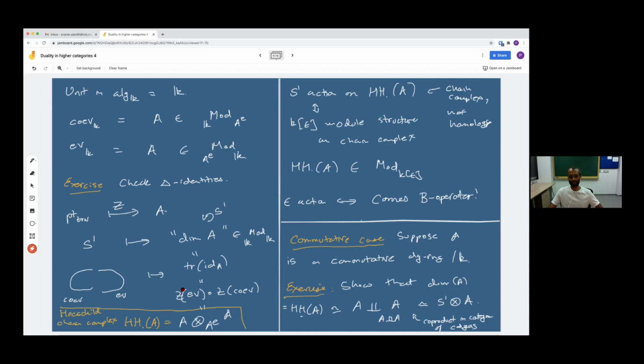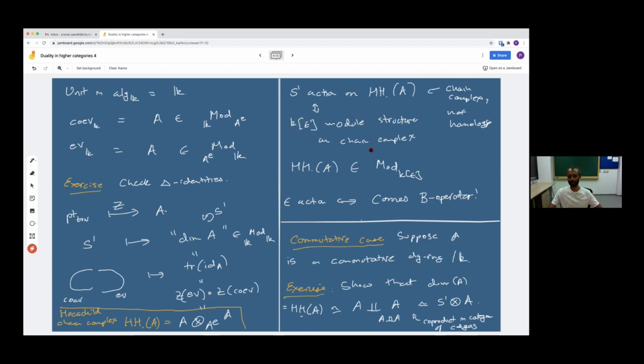Now this picture makes something manifest which was not a priori obvious: because everything is formulated in an infinity-categorical way, diffeomorphisms of S1 must act on the dimension of A, must act on whatever invariant I'm assigning to A. And the diffeomorphism group of S1 is homotopy equivalent to S1. So S1 acts on this chain complex or the spectrum. Now, if I'm working in the world of chain complexes, let's say over a field, then an S1 action on a chain complex is the same thing as a K epsilon module structure. This I mentioned last time.